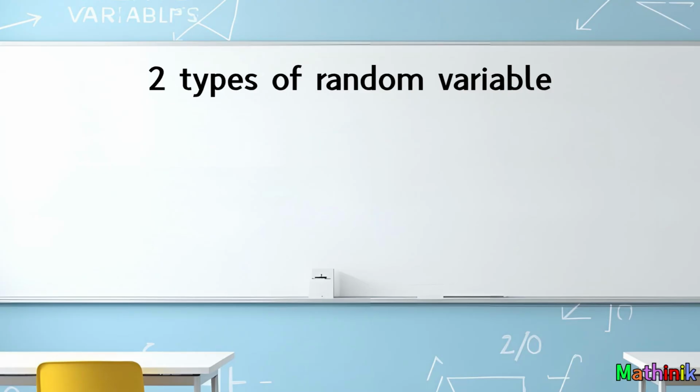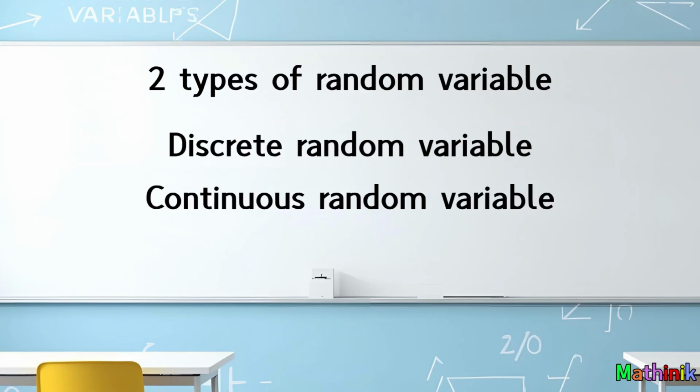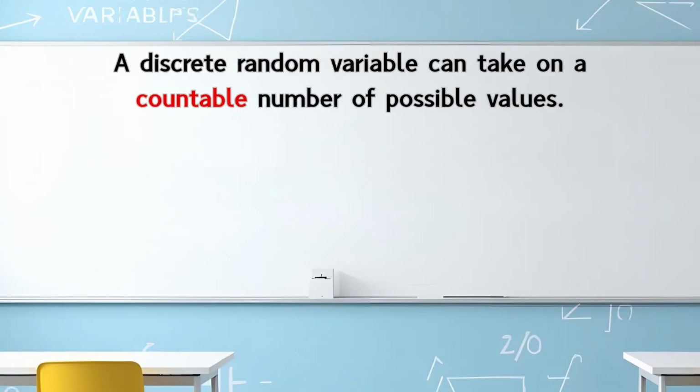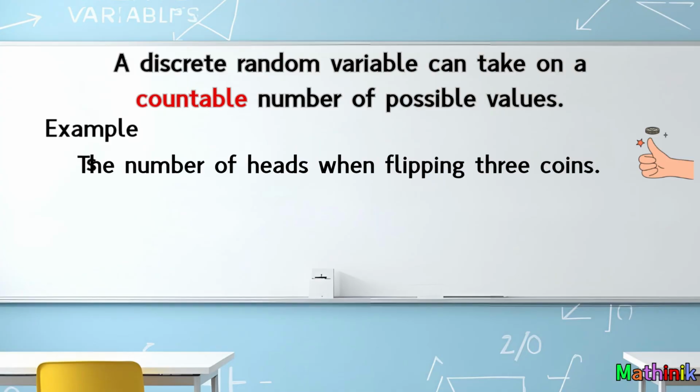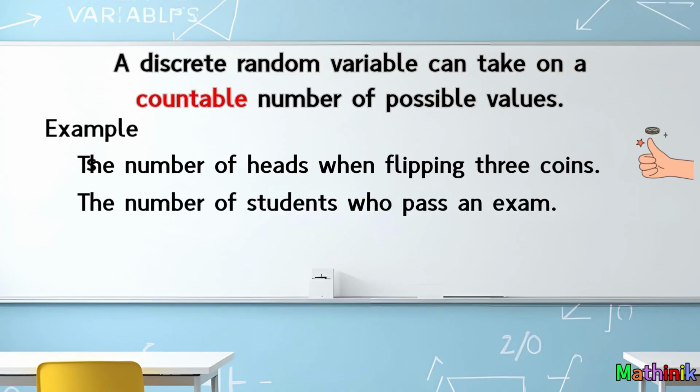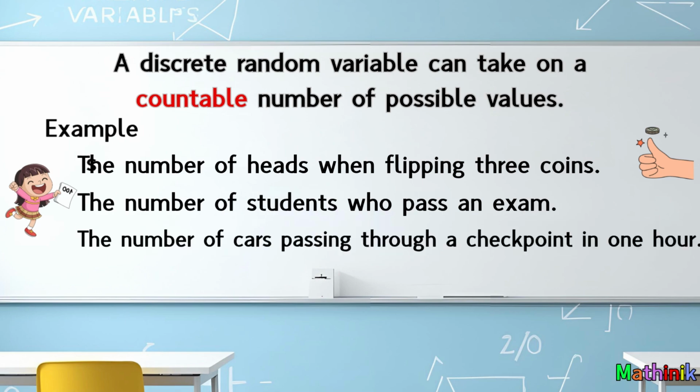Now that we know what a random variable is, let's talk about the two types, discrete and continuous. A discrete random variable can take on a countable number of possible values. Usually, these values are whole numbers. Examples include the number of heads when flipping 3 coins, the number of students who pass an exam, or the number of cars passing through a checkpoint in 1 hour. Each of these can be counted, so we call them discrete random variables.